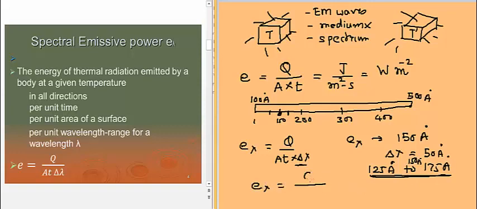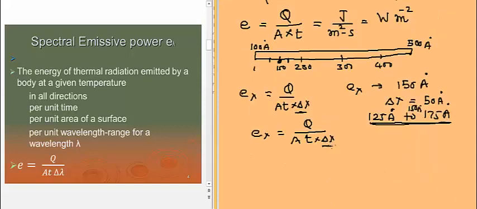And E lambda would be given by Q, which is the radiant energy emitted in this wavelength range, divided by the area of the object per second into delta lambda. And delta lambda is 50 angstroms. And I'm sure you guessed that if I change delta lambda, the spectral emissive power will change.